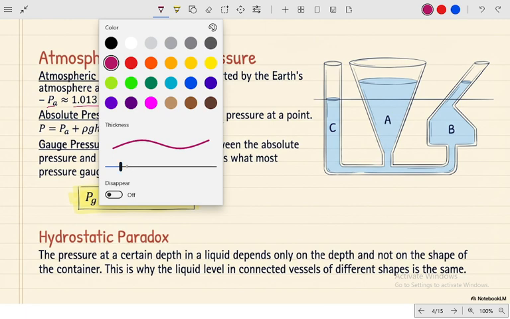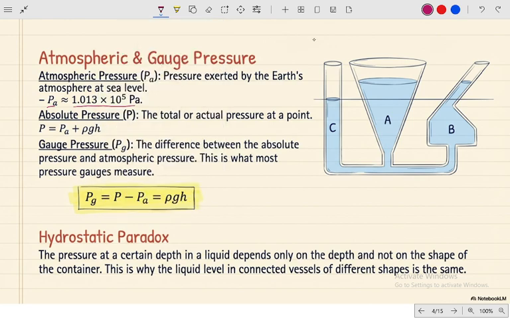Now we can see here that this is known as atmospheric pressure. Absolute pressure is the total or actual pressure at a point, that is P equals PA plus rho g h, where PA is the atmospheric pressure. This is the actual pressure. And gauge pressure is the difference between the absolute pressure and atmospheric pressure. This is what most pressure gauges measure. That is PG, gauge pressure, equals P minus PA, and that is equal to rho g h. This we measure generally. So we are getting rho g h.